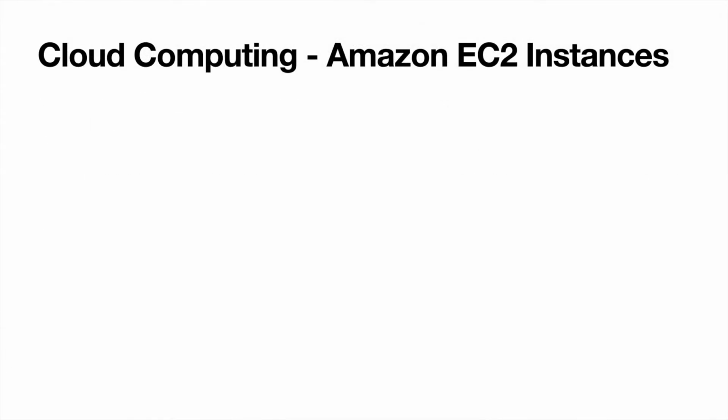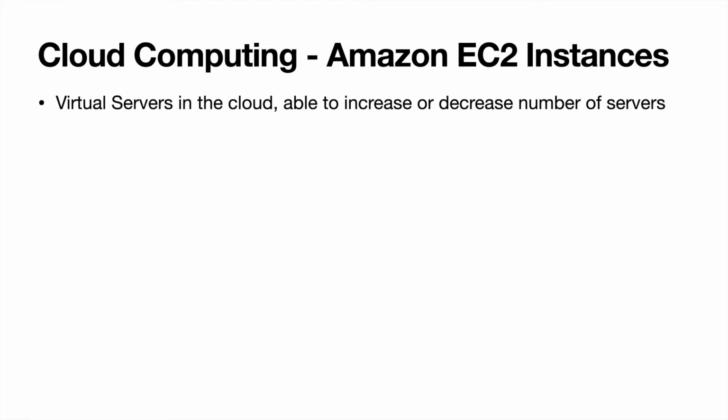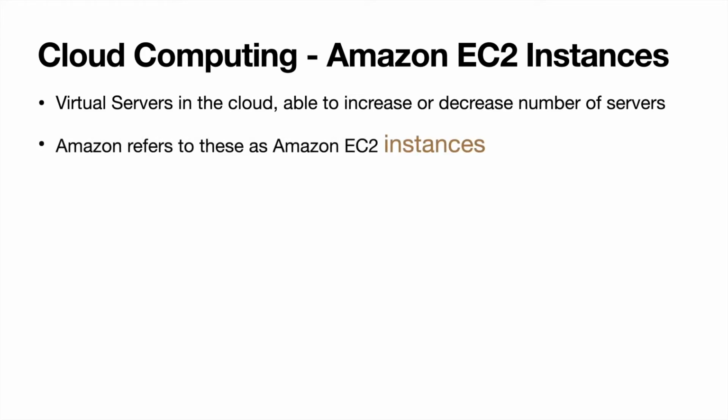So we've used the term EC2, we've used the term servers, we've used the term instances. So the virtual servers in the cloud are able to increase or decrease, as we mentioned before. And what I think we need to appreciate here is that Amazon doesn't really use the term servers. They prefer to use the word instances. They try and move away from the term servers, partly because servers has the idea of a physical machine. Instances are more like a virtual concept.